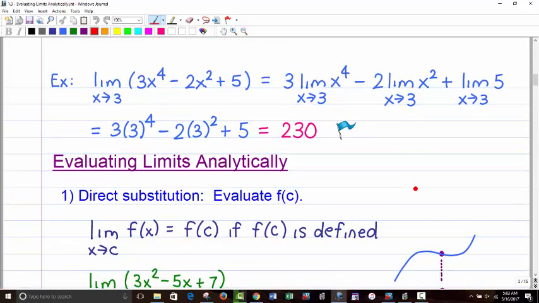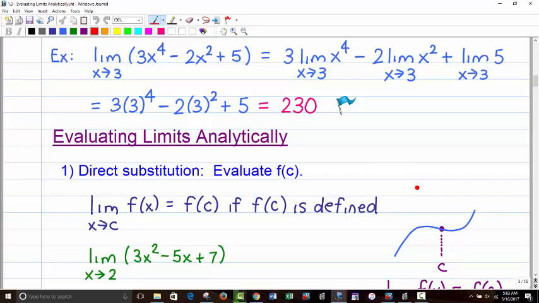Okay. Now, the process for evaluating limits analytically goes as follows. The first thing you want to do with any function is plug in your value c as x approaching c. Plug it into your function. If you get a result that's a real number, then that means if f of c is defined, that means that's what the limit is going to equal.